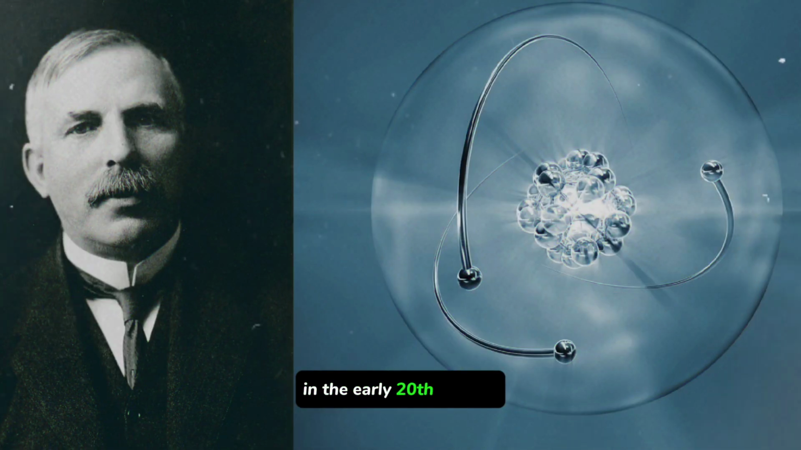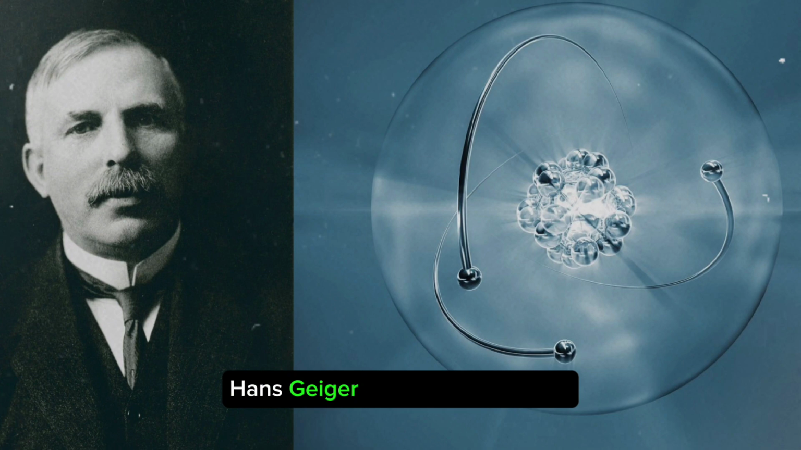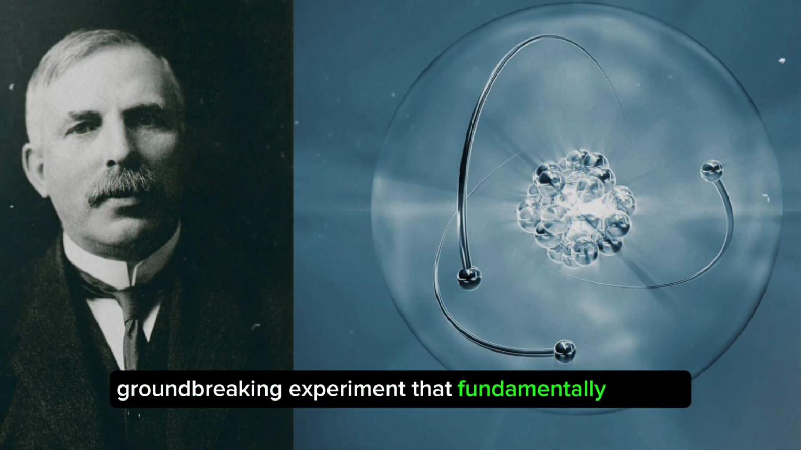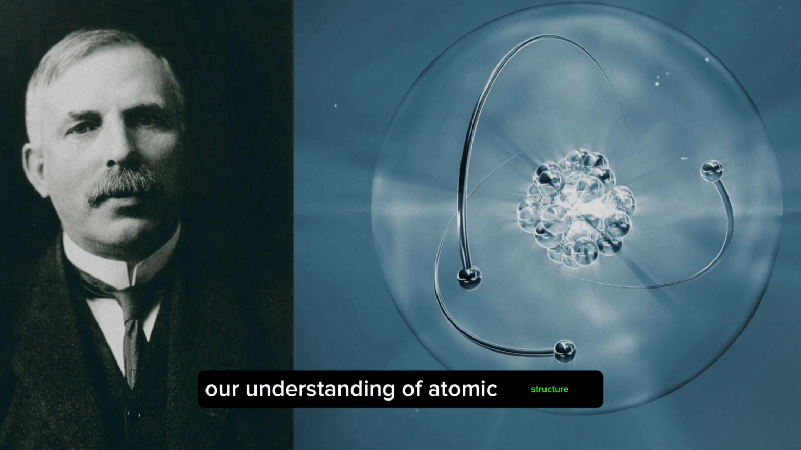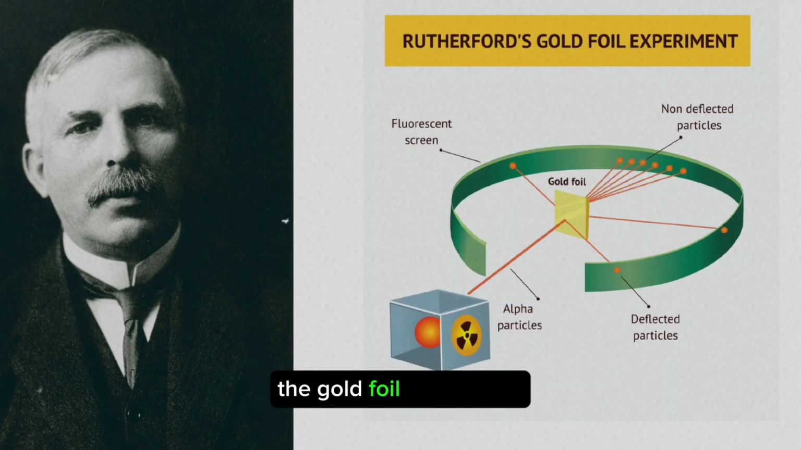In the early 20th century, Ernest Rutherford, along with his collaborators Hans Geiger and Ernest Marsden, conducted a groundbreaking experiment that fundamentally altered our understanding of atomic structure. This experiment is famously known as the gold foil experiment.